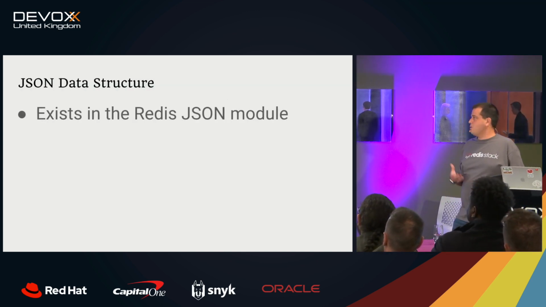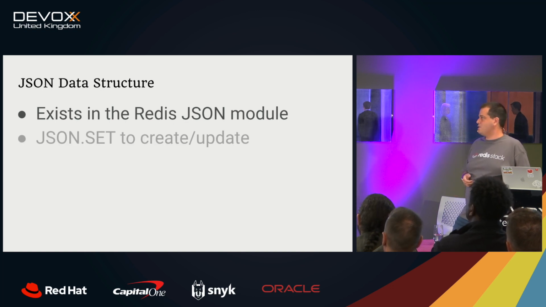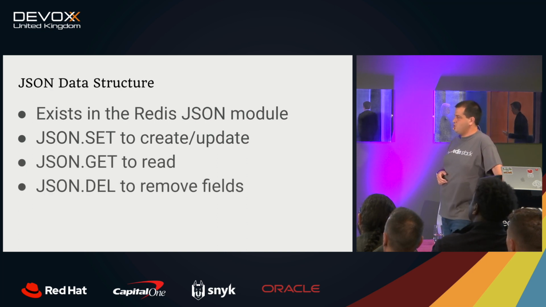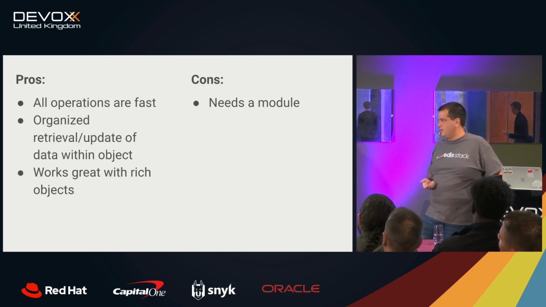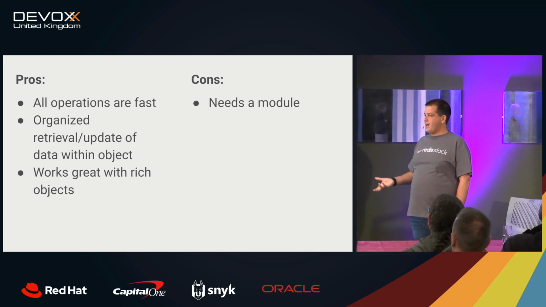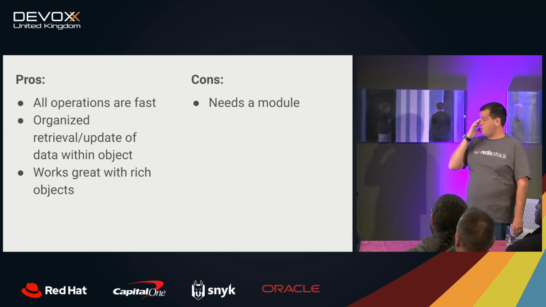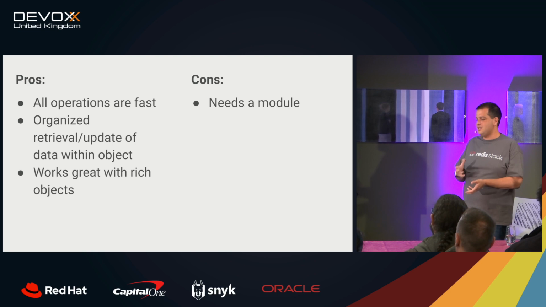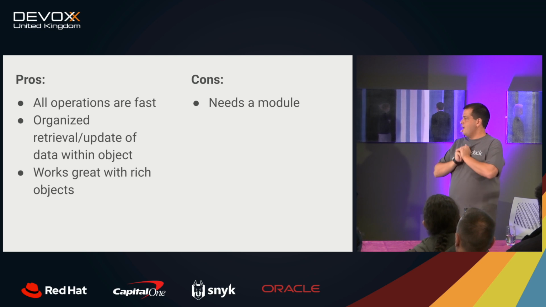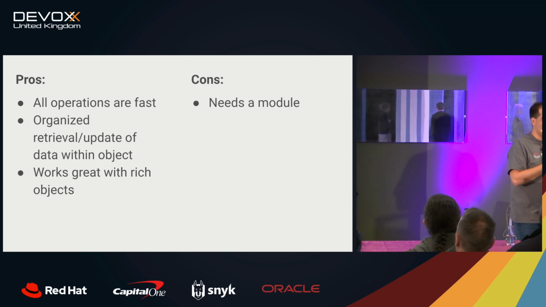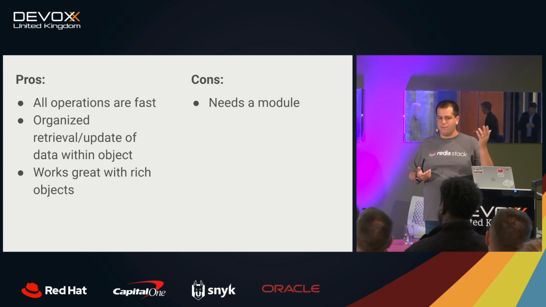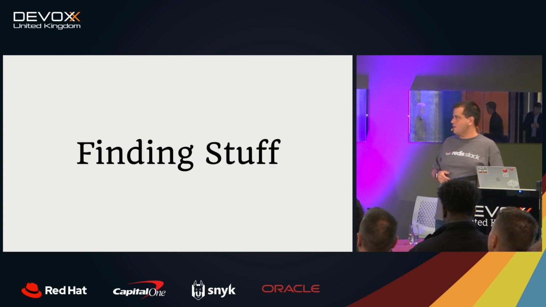And then the JSON data structure, we kind of went over it before. This exists within the Redis JSON module. JSON.SET allows you to create or update, JSON.GET to read, and JSON.DEL to remove fields, and then UNLINK to delete. So the pros of this obviously are that all operations are fast, and it's organized and relatively easy to update. It's easy to update and delete stuff within the data structure. And it works really well with rich objects. The con is that you need to use that module. You can't use it in ElastiCache or MemoryDB or any of those other Redis types.